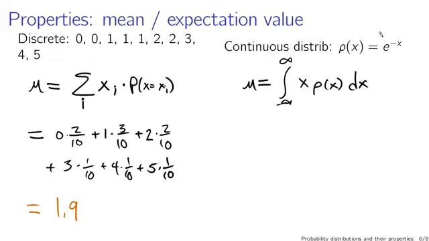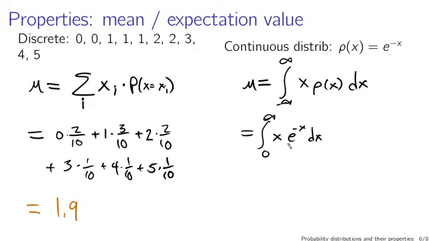Now if I plug in this example, we'd be integrating again from 0 to infinity, so that I don't have to worry about, if I integrate from minus infinity to 0, the probability density is going to be 0 for that entire range. So I can ignore that and just start my integral at 0. And then I would have x e to the minus x dx.